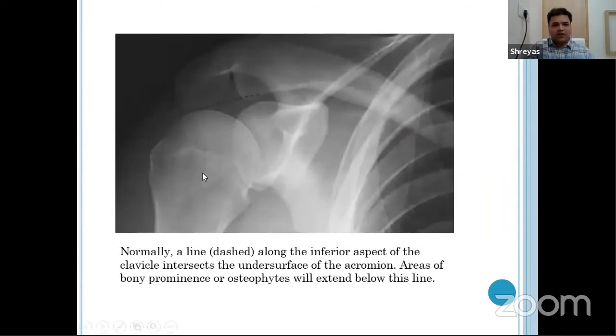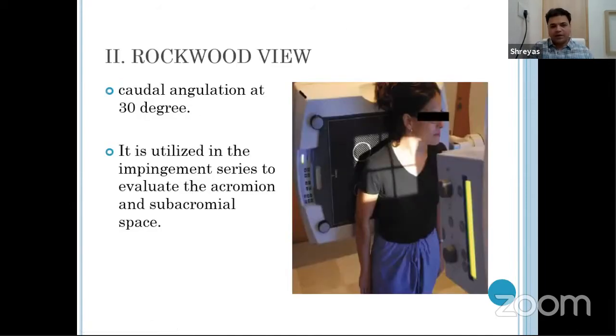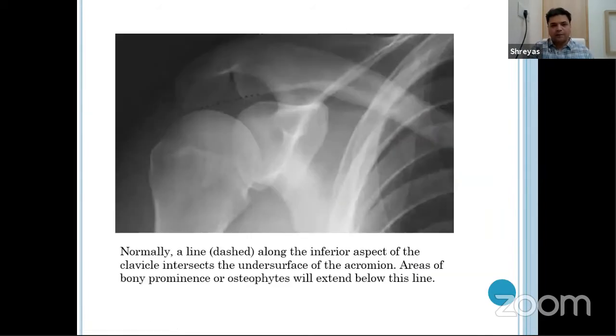This is an X-ray of the shoulder in the Rockwood view, in which we can see a line from the inferior aspect of the clavicle to the inferior aspect of the acromion. If any bony prominence extends below this line, or any osteophyte is present below this line, then one can suspect impingement syndrome. So this view is basically for the subacromial space and to evaluate the acromion.